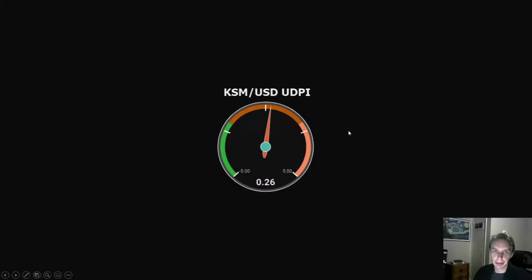So let's talk a little bit more about where the UDPI for KSM is currently. It sits at 0.26 right now. So what that means is it's a roughly equal risk to reward ratio right now. So it's not these crazy historically great times to be acquiring KSM necessarily, but it's also not a horrible time either. It's not up in these super high risk zones. It's kind of in the middle. So not financial advice. Do your own research, form your own opinions. But right now what the UDPI is suggesting is the risk reward ratio is relatively even for KSM.